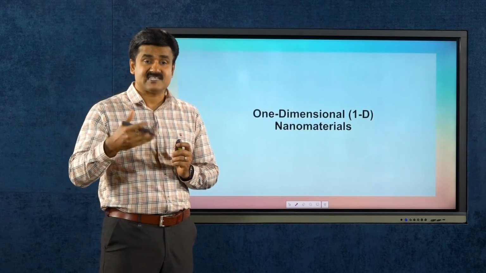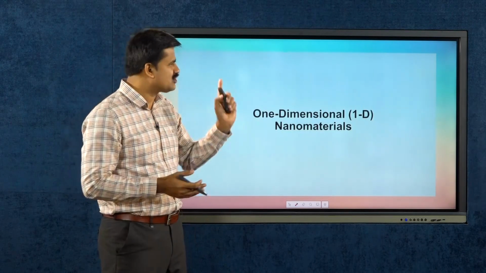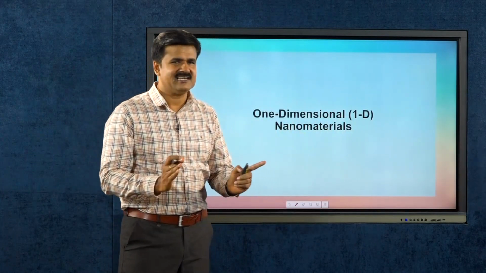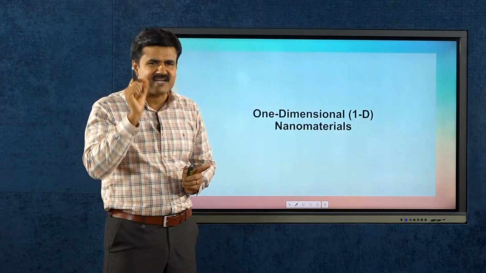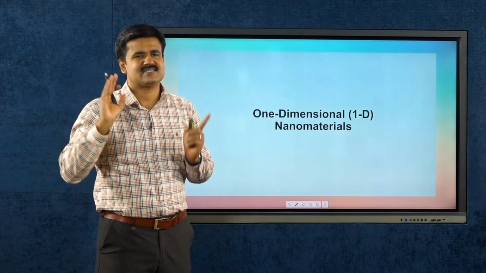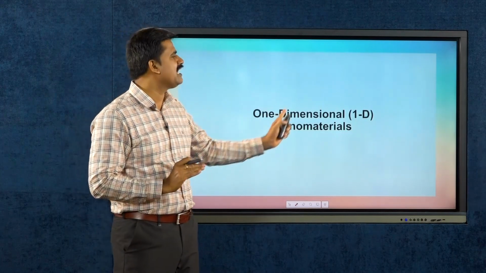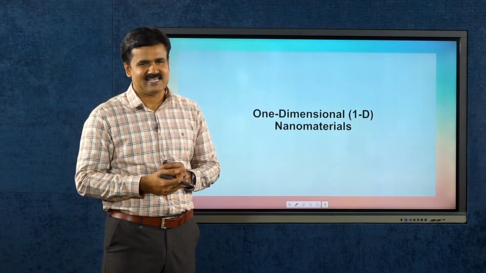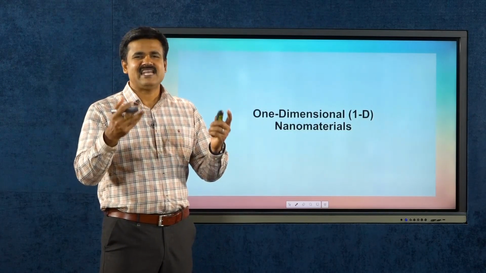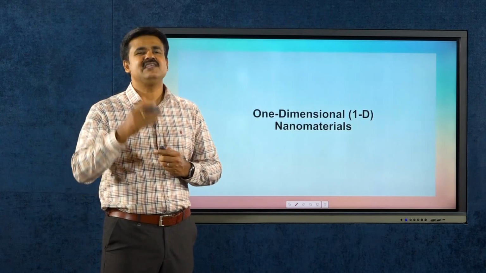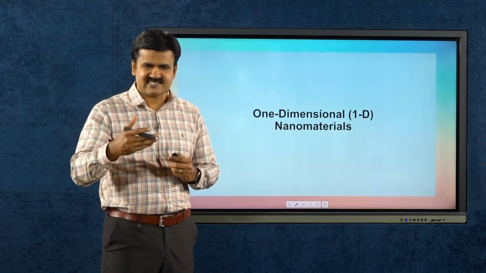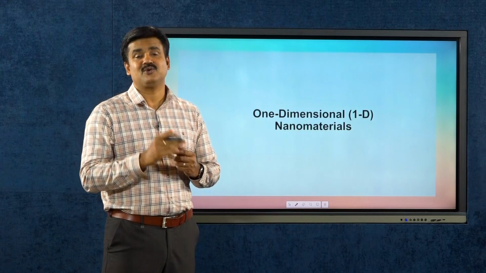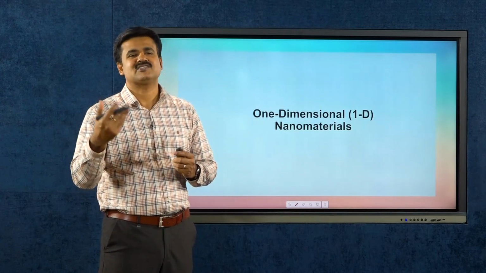How many dimensions are outside the nano range? Simply keep in mind that the number shown here represents the number of dimensions outside the nanoscale. So, for a one-dimensional nanomaterial, only one dimension is outside the nanoscale. For example, in the x, y and z directions, if the x direction size is outside the nano and y and z will be inside the nano size, you can call it a one-dimensional nanomaterial.